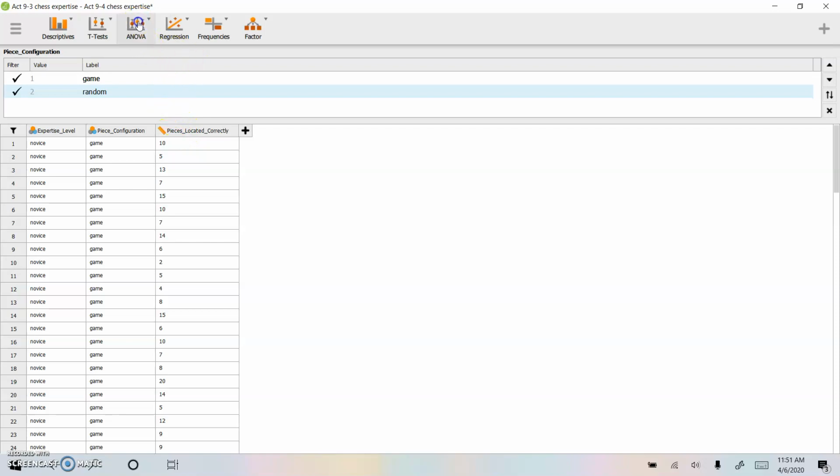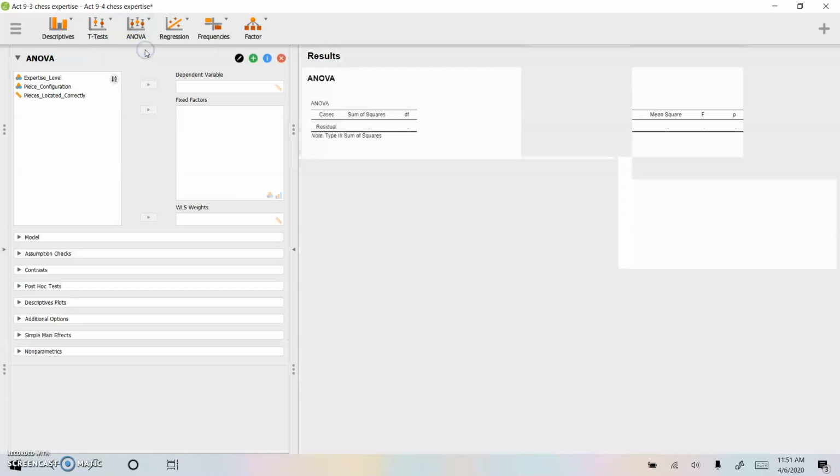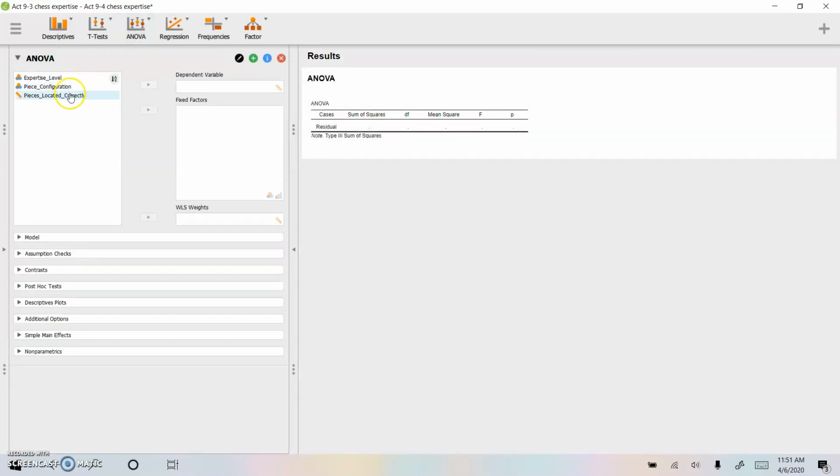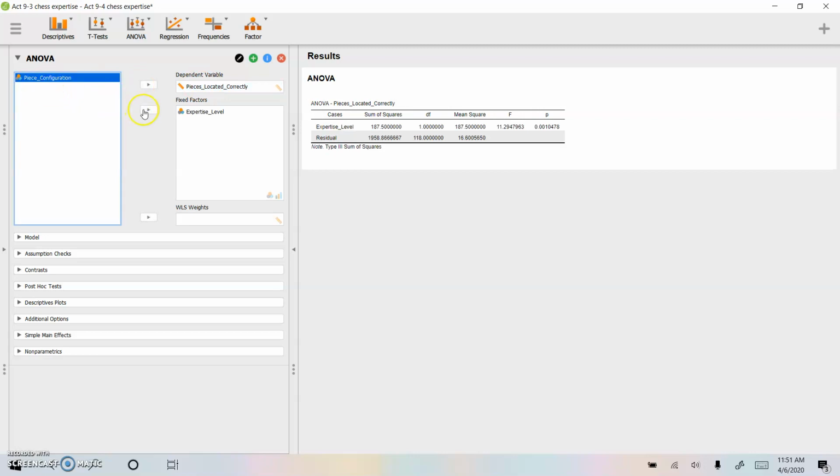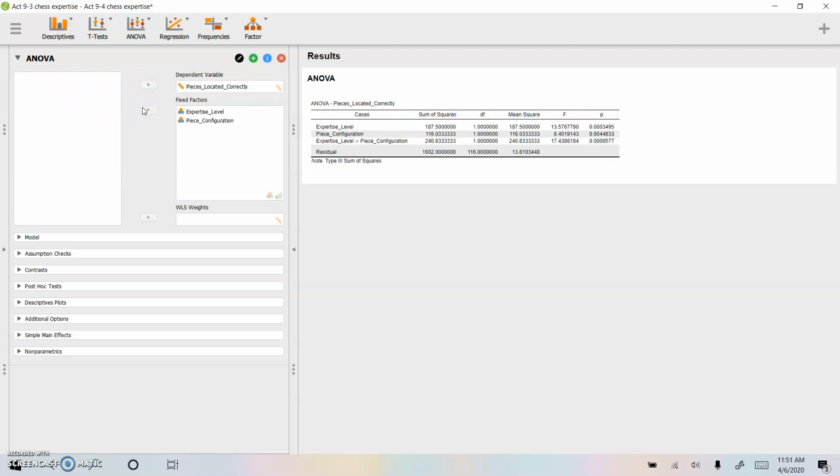All right, so to run our ANOVA, we're clicking on the Analysis of Variance menu and clicking on ANOVA. And then we're moving our dependent variable, which is the number of pieces they correctly located, in the dependent variable box, and the two variables of piece configuration and expertise level in the fixed factors box. First thing we'll notice is that on the right-hand side here, it gives you an ANOVA summary table, but there are no effect sizes in there.